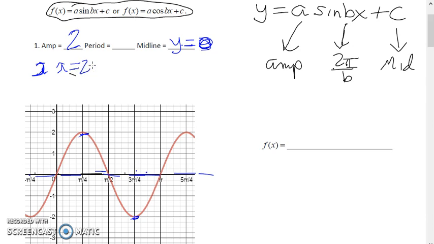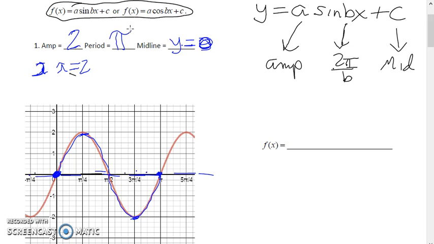And then the period. If you look at the graph, first of all, to figure out is it sine or cosine, you know it's going to be a sine graph because it starts on the midline. You have one full cycle above the midline, one full cycle below, and it ends back at the midline, which is at pi. So the period is then pi.